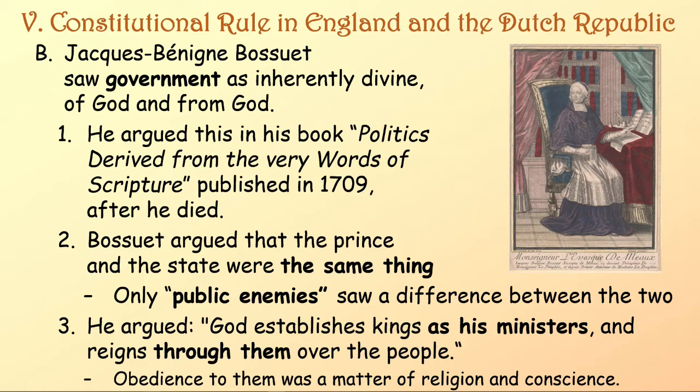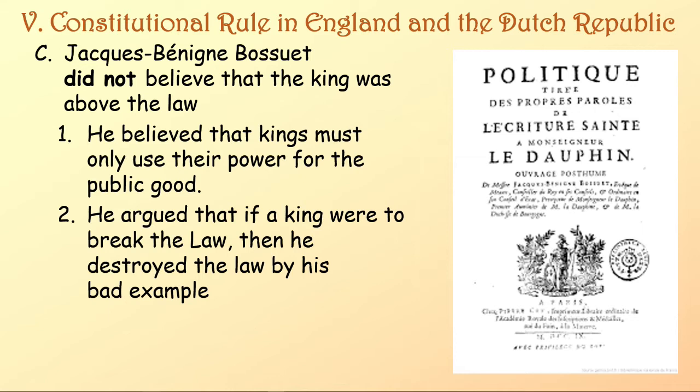Bossuet argued that the prince and the state were the same thing. Only public enemies saw a difference between the two. And he argued that God establishes kings as his ministers and reigns through them over the people. And so obedience to the ruler was a matter of religion and conscience. Jacques Benigne Bossuet did not believe that the king was above the law. He believed that kings must only use their power for public good, and he argued that if a king were to break the law, then he destroyed the law by his bad example.